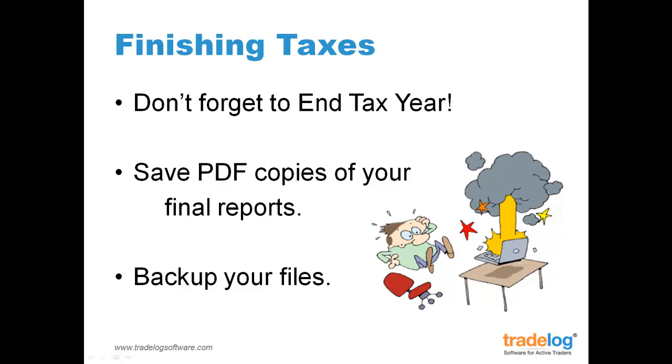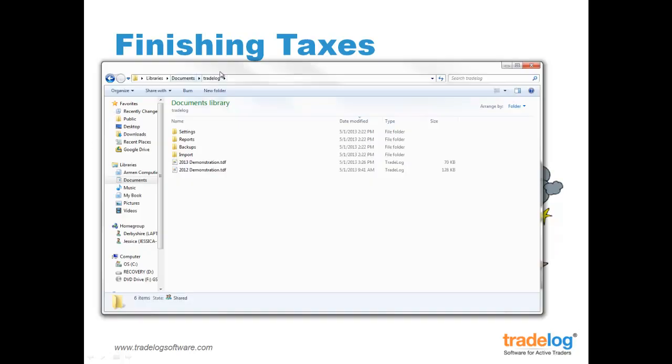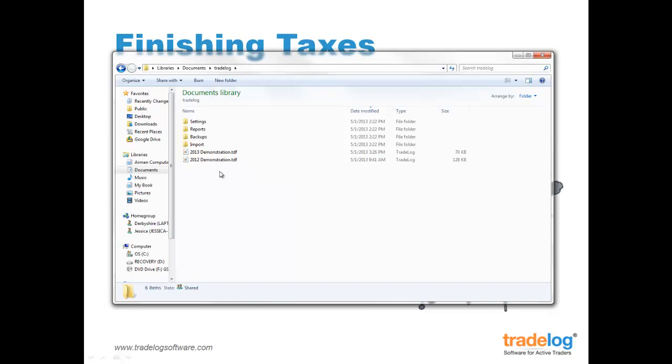Now, we're not going to talk about all the keys in using that function today, but you can go to our Quick Start Guide. It's step 6 in our Quick Start Guide, ending the tax year. That's an important process. One way to know if you ended the tax year or not, usually when you go to your My Documents folder and you go to your TradeLog folder, once you end the tax year, it will create a file for the following tax year.